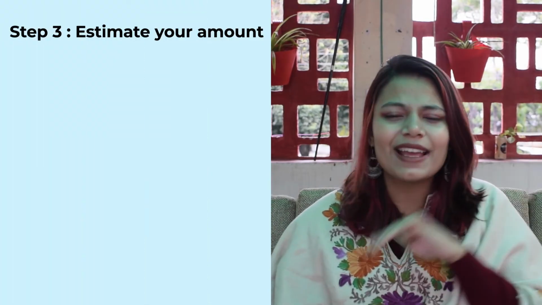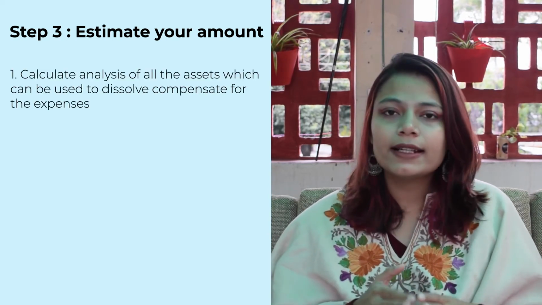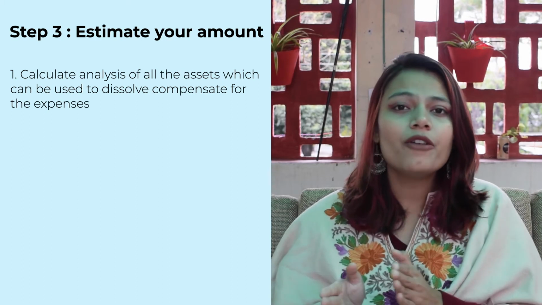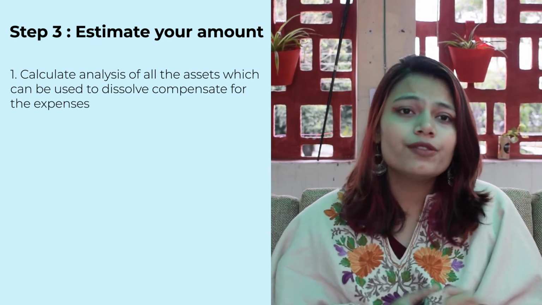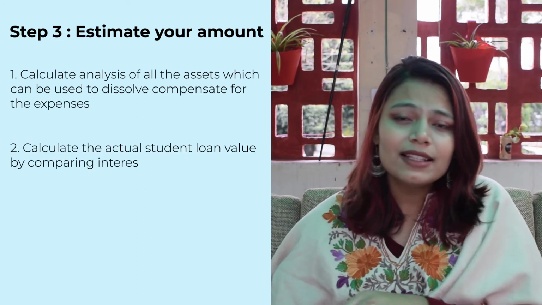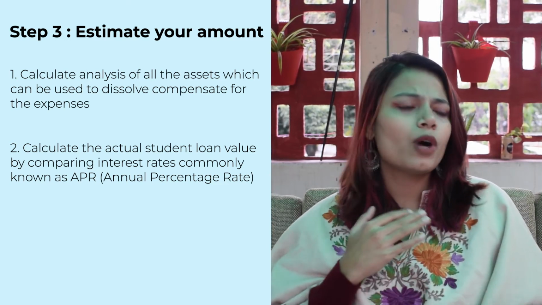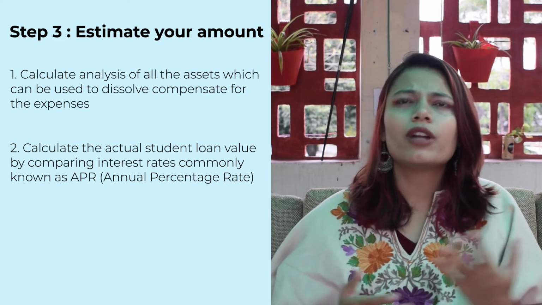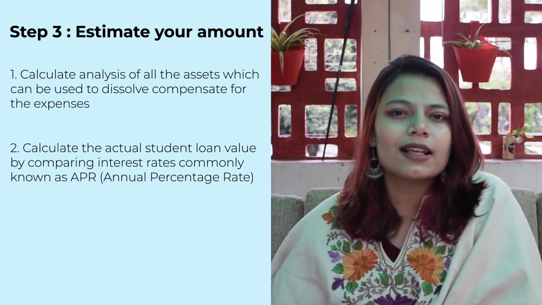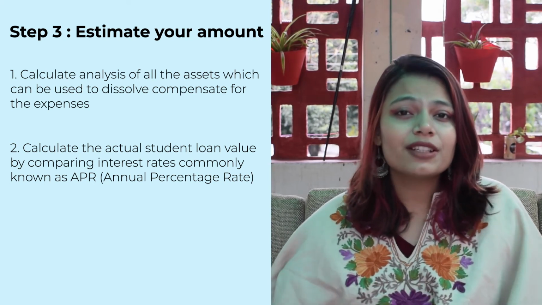And now, time for the most important step in the whole student loan application. Step 3, estimate your amount. One of the first steps is to calculate and analyze all of the assets that you have, which can further be dissolved or liquefied to compensate all of your expenses. The second thing to do is to know your actual student loan value. This can be done by comparing various interest rates and student loans which companies are giving out, and this is actually known as the annual percentage rate.